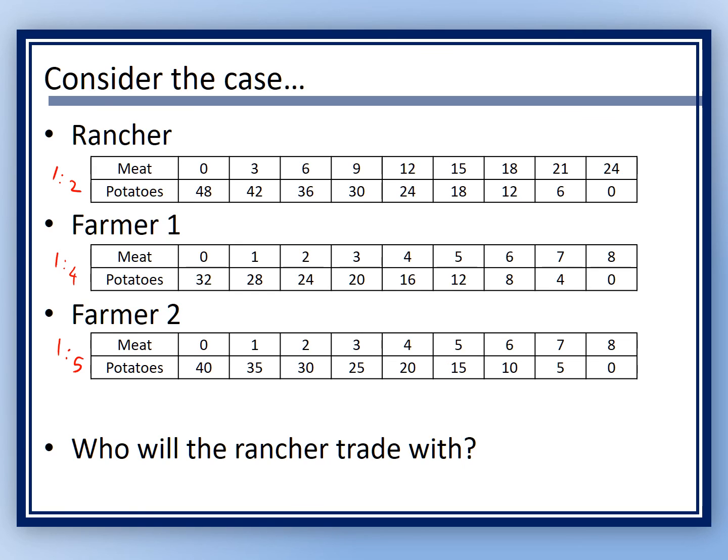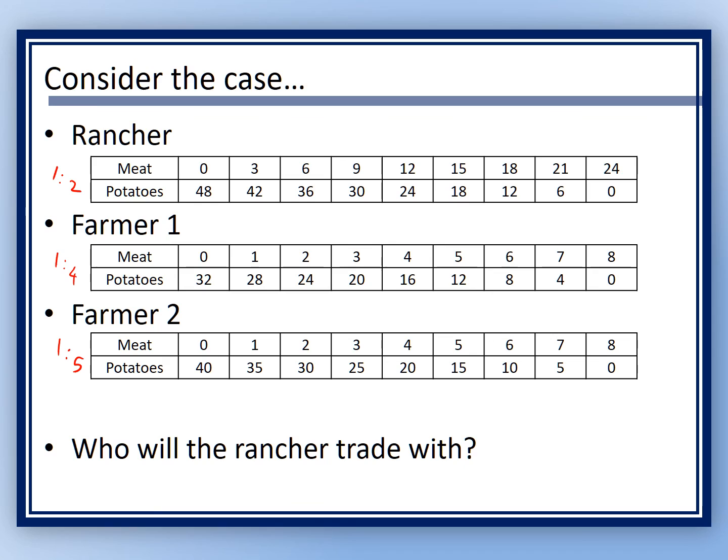What happens to farmer 1? So the rancher trades with farmer 2. What happens to farmer 1? As we already mentioned, the rancher is not going to trade with farmer 1. Can farmer 1 trade with farmer 2? Well, you have to think about whether farmer 2 wants to trade with farmer 1, right? Now, if farmer 1 is to trade with farmer 2, he has to be producing meat. But why wouldn't farmer 2 buy meat from the rancher instead?